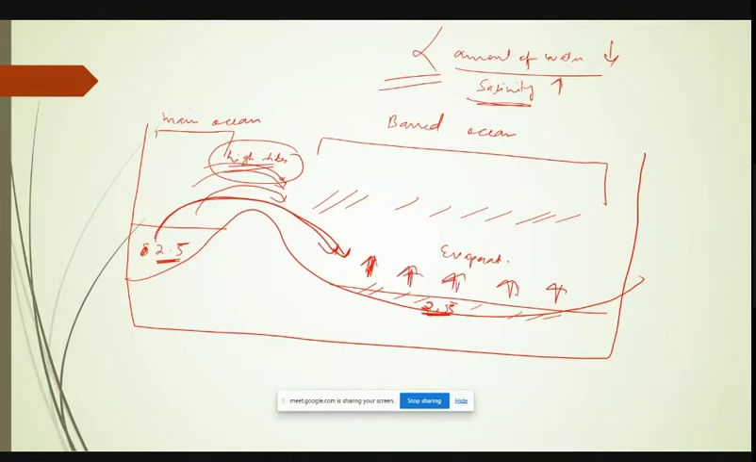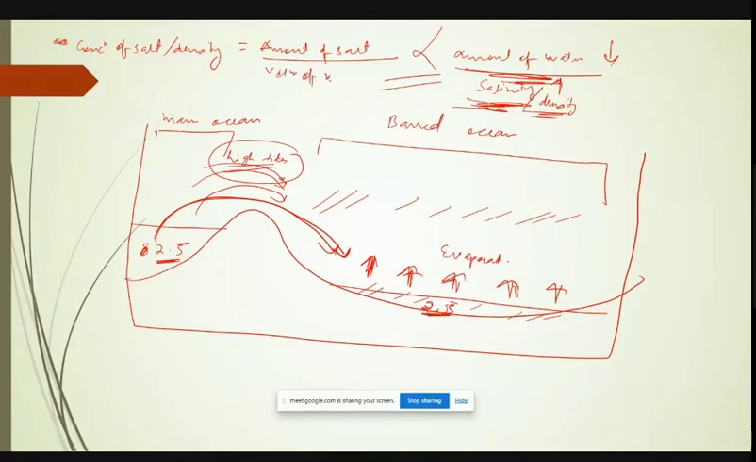Now evaporation takes place, so the amount of water will go down and salinity will increase. Salinity or density, they are both related to each other. So if salinity goes up, then density will also go up. Now salinity and density are increasing with decrease in amount of water. So we can write like this: concentration of salt, or density, can be given as amount of salt divided by volume of water.